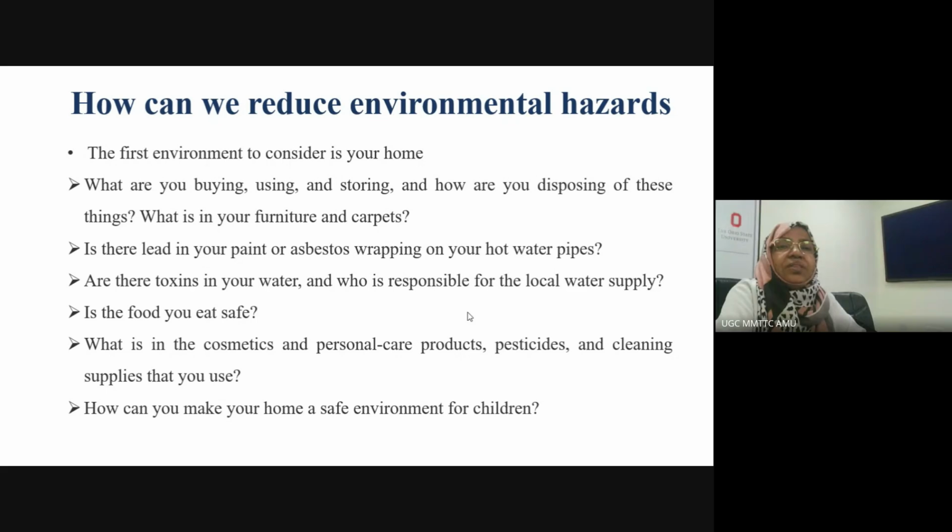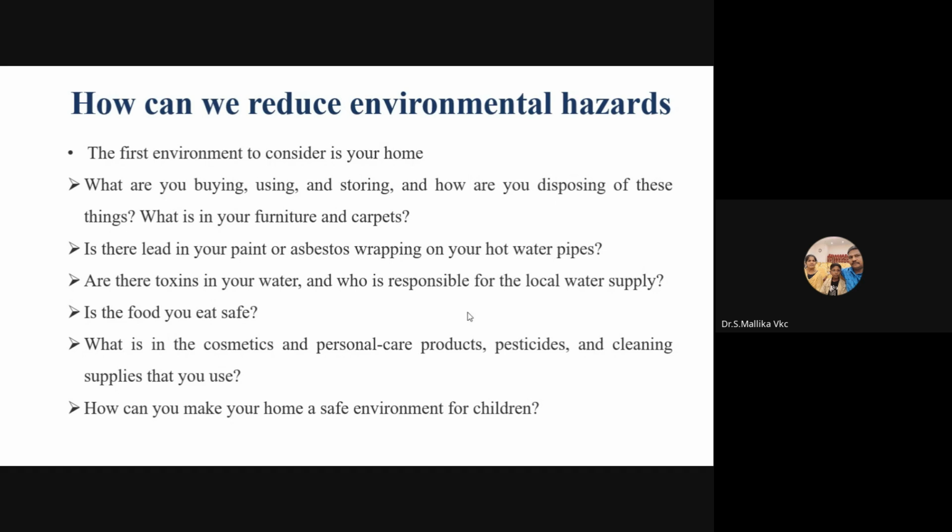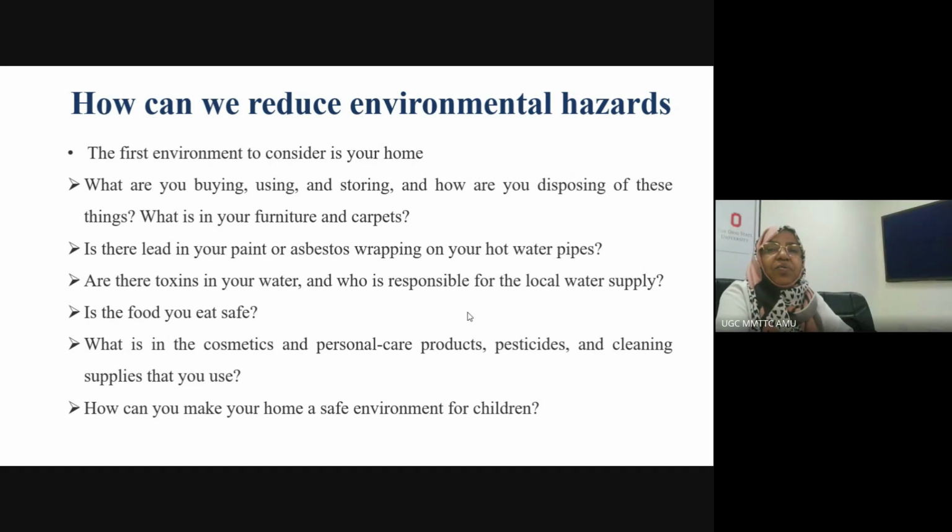The first environment to consider is your home: what you are buying, using and storing, and how you are disposing of these things. What is your furniture and carpets? Is there lead in your paint or asbestos wrapping on your hot water pipes? Are there toxins in your water? आप ही लोग बात कर रहे थे ना? And who is responsible for the local water supply? Is the food you eat safe? What is in the cosmetics and personal care products, pesticides and cleaning supplies that you use? How can you make your home a safe environment for children?